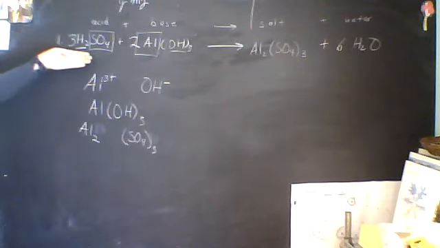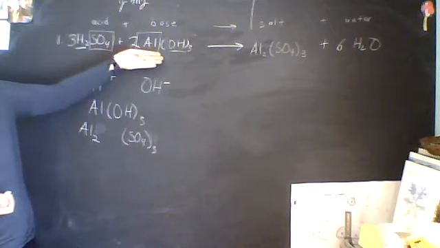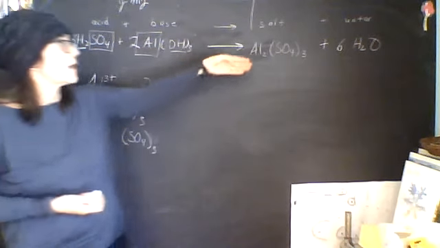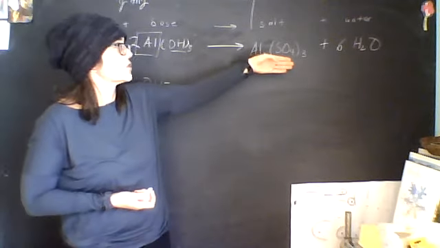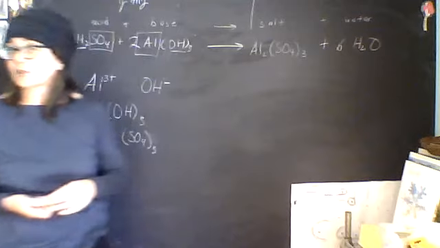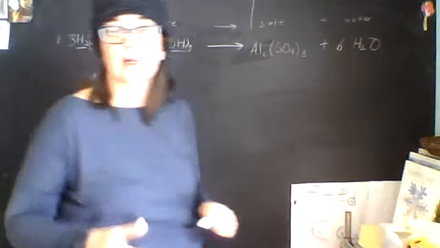3 H2SO4 plus 2 Al(OH)3 yields Al2(SO4)3 plus 6 H2O. Any questions about that? No. All right, we're going to end this video here.